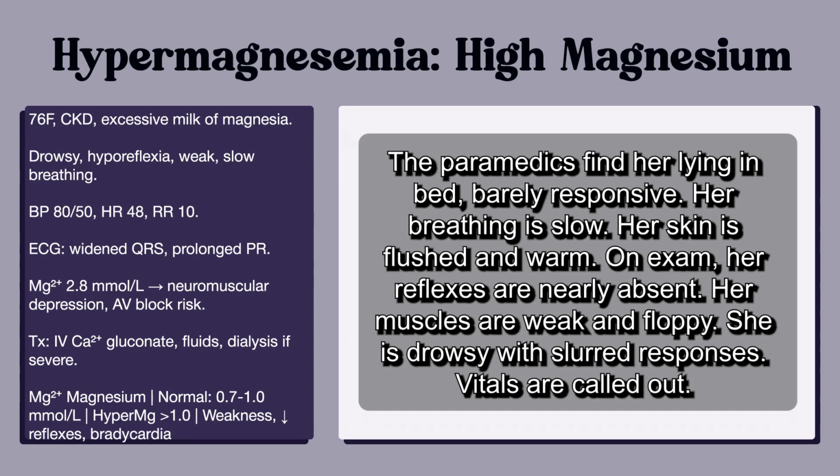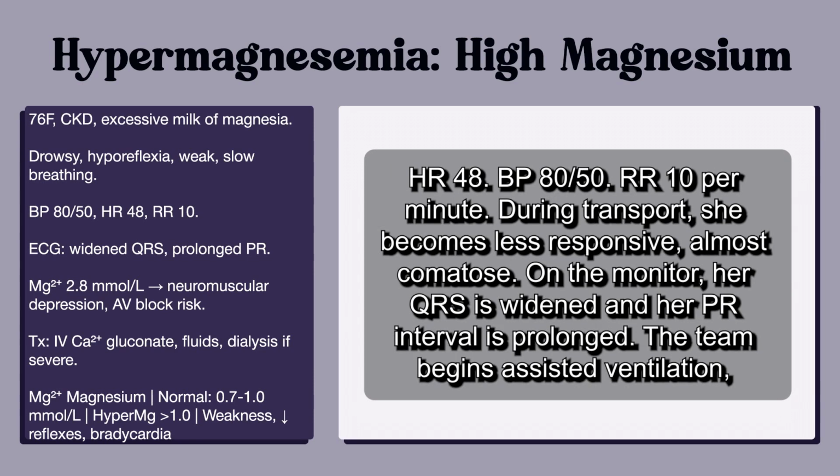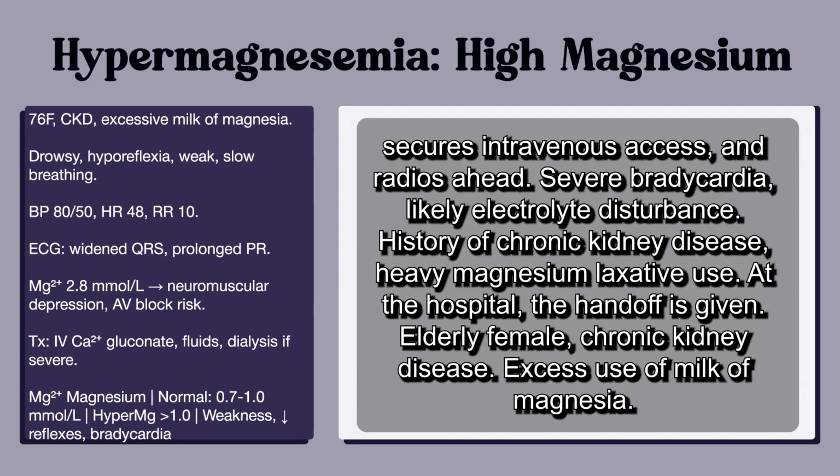Vitals are called out. Heart rate is 48. Blood pressure is 80/50. Respirations are 10 per minute. During transport, she becomes less responsive, almost comatose. On the monitor, her QRS is widened and her PR interval is prolonged. The team begins assisted ventilation, secures intravenous access, and radios ahead.